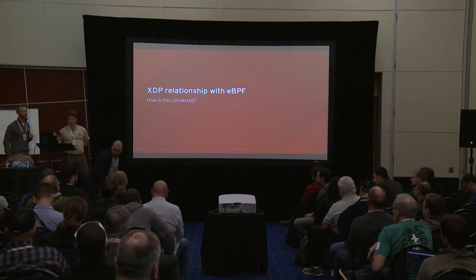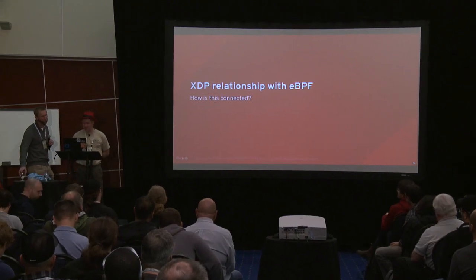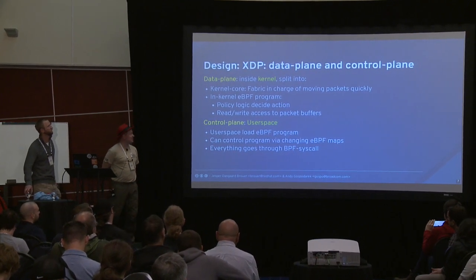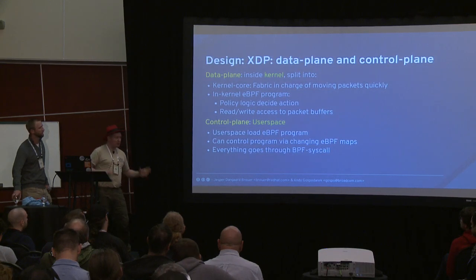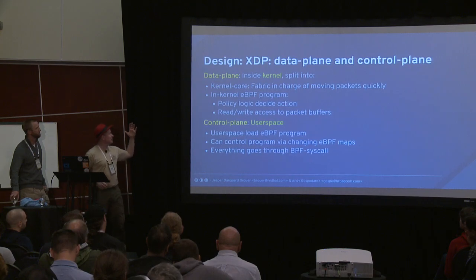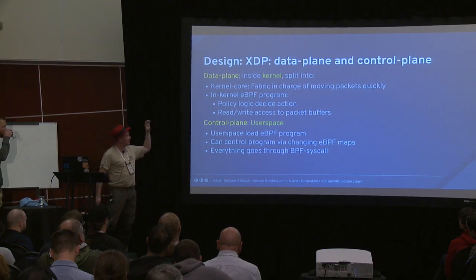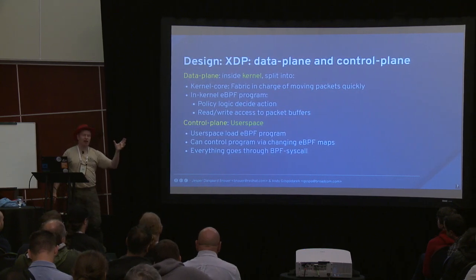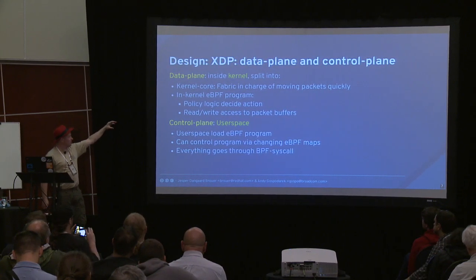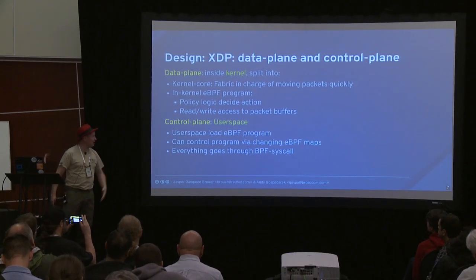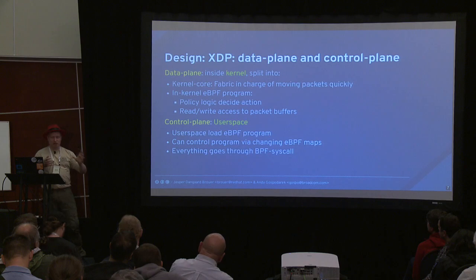XDP and eBPF, or BPF, are quite connected and very interconnected. So we do depend on it, and how is this disconnected? You can see XDP as a data plane and a control plane. If you view it with these goggles on, how would it look? So the data plane is still inside the kernel, but it's split into two things. One is the core network part that is in charge of moving packets quickly. A lot of it actually happens down in the drivers to make it move fast, but it's still kernel code. And then we have the attached BPF program, which is the policy logic. You get to decide the action or fate of the packet, and you get write access to the packet buffers. And the control plane is done from user space.